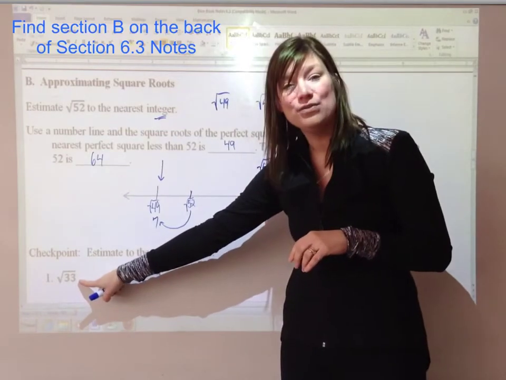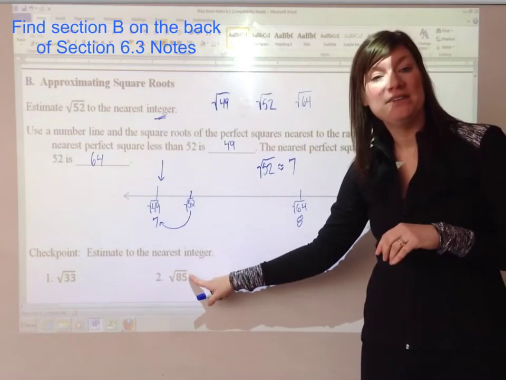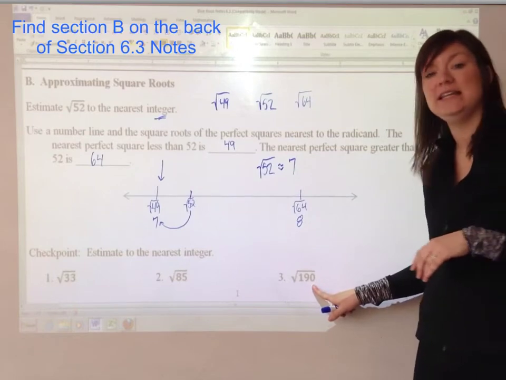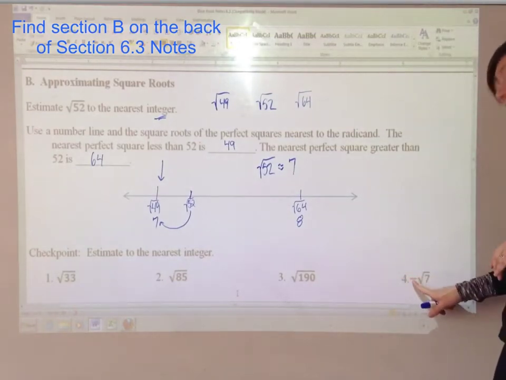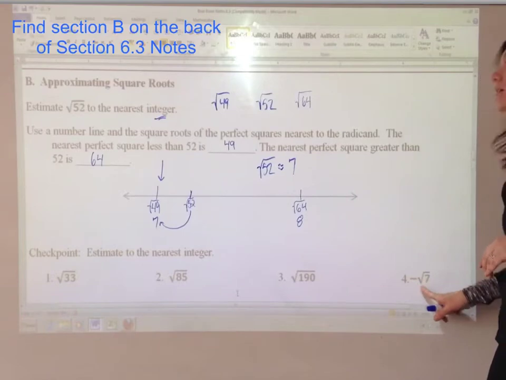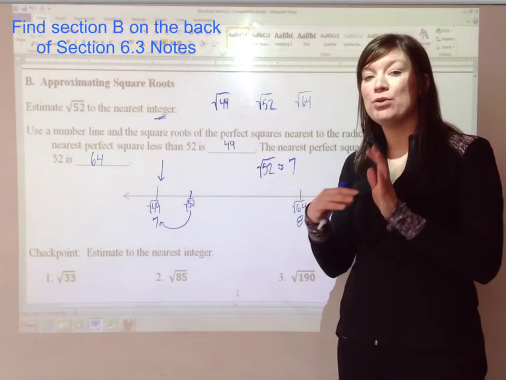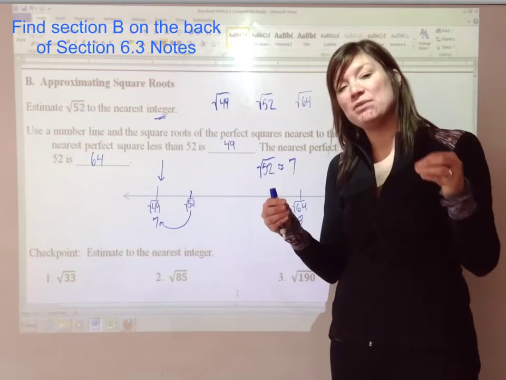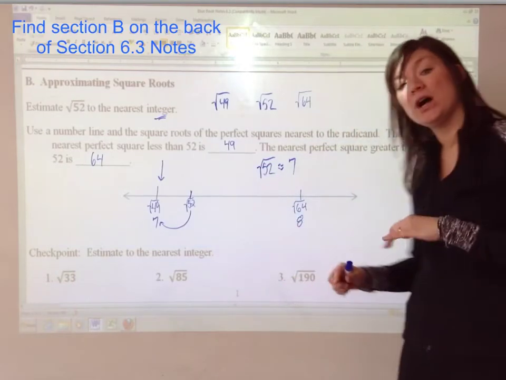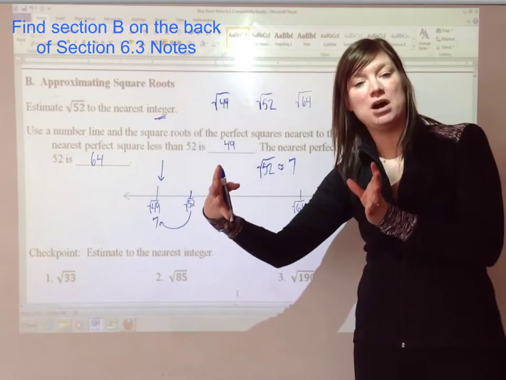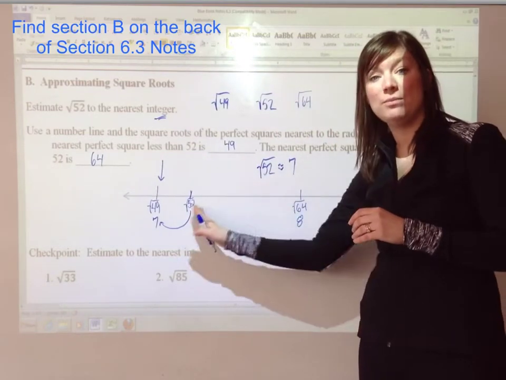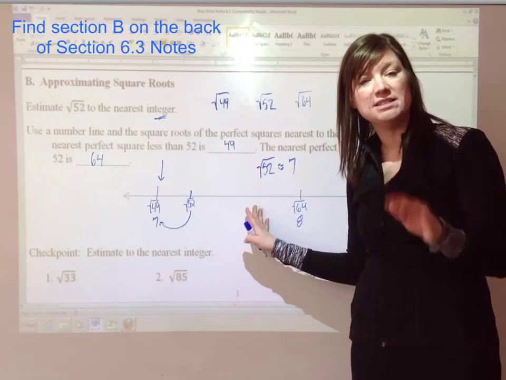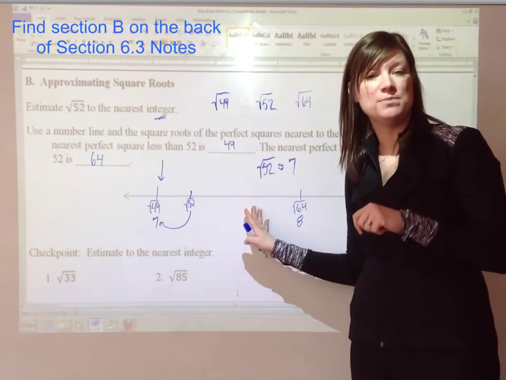You're going to do the radical of 33. You're going to do the radical of 85 for number 2. Number 3, you're going to do the radical of 190. And for number 4, you're going to do the negative radical of 7. Because remember, integers are both whole numbers, positive whole numbers, and their opposites. So we have to worry about those negative roots as well. So number 4, you'll be working on the negative part of the number line. And make sure you remember how we set up negative number lines. So try that. I'm going to give you a couple seconds to make sure you can pause, and then we'll talk about it tomorrow if you have any questions.